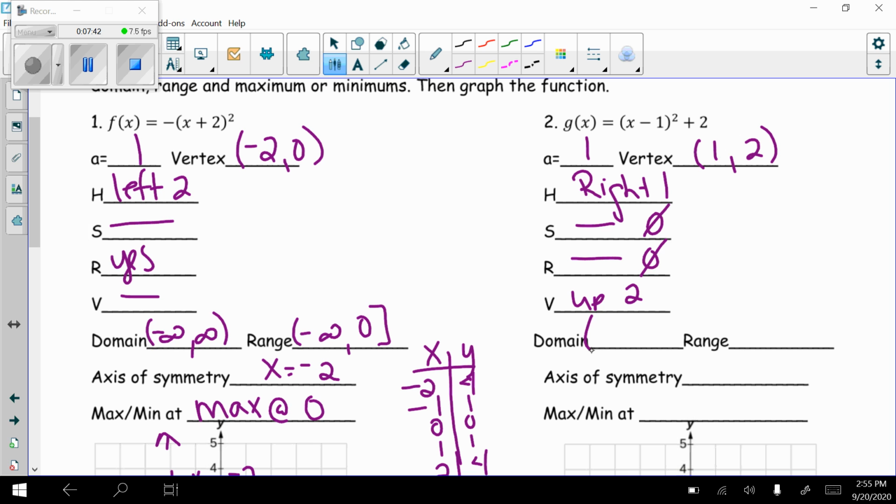The domain, again, all of our domains, is -infinity to infinity. The range: this graph is going to open up, so the lowest y value is the y value of my vertex, which was up 2, so that's included. So 2, and then it continues on up to infinity. The axis of symmetry is x equals 1, from the x coordinate of my vertex. We'll have a minimum, since it's opening up, at the y coordinate of my vertex, at 2.